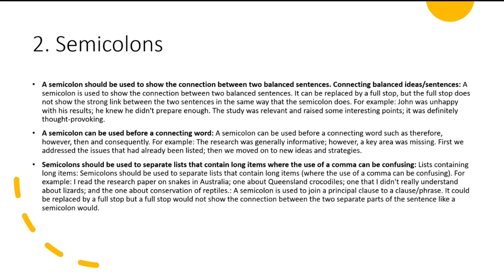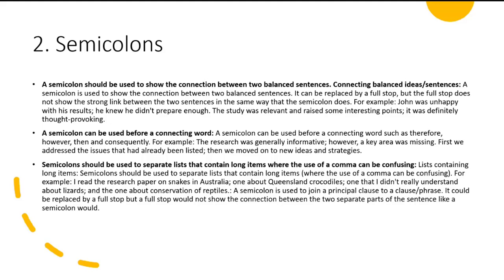Those are your compound sentences. The other way you can use the semicolon is before a connecting word. So for example, the research was generally informative; however, a key idea was missing. So usually when you have a connecting word like this, you will see that you can use a semicolon and a comma.